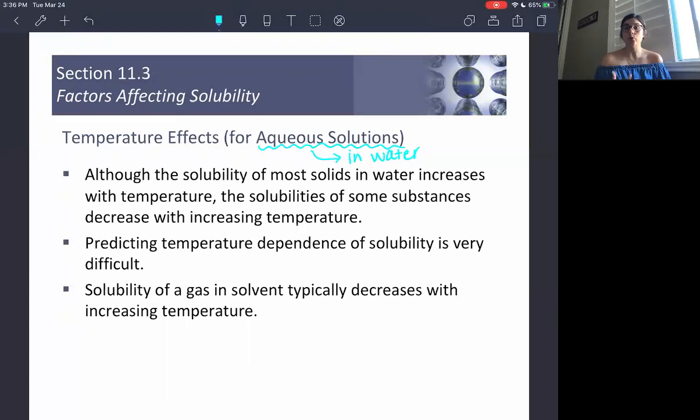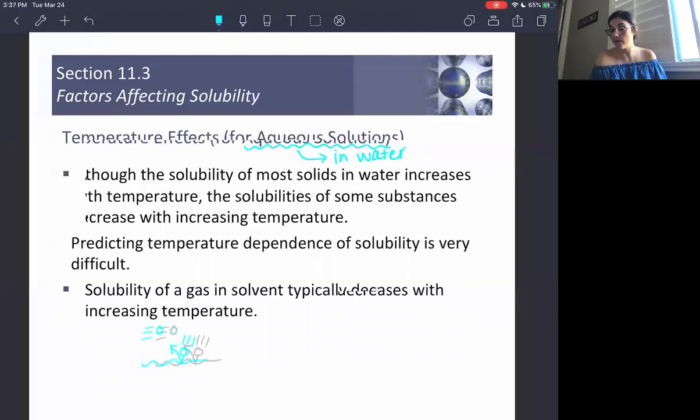So although the solubility of most solids in water increases with temperature, the solubilities of some substances decrease with increasing temperature. This makes predicting temperature dependence of solubility very difficult, because you aren't always going to be sure if increasing the temperature will increase the solubility or vice versa. The solubility of a gas typically decreases as the temperature increases. And it kind of makes sense when the particles are moving more quickly. I'm referring to the gas particles here. It's unlikely that they're going to embed themselves in the solvent. It's more likely instead that they will bounce off and continue on their merry way because of the momentum that they have moving at those great speeds.